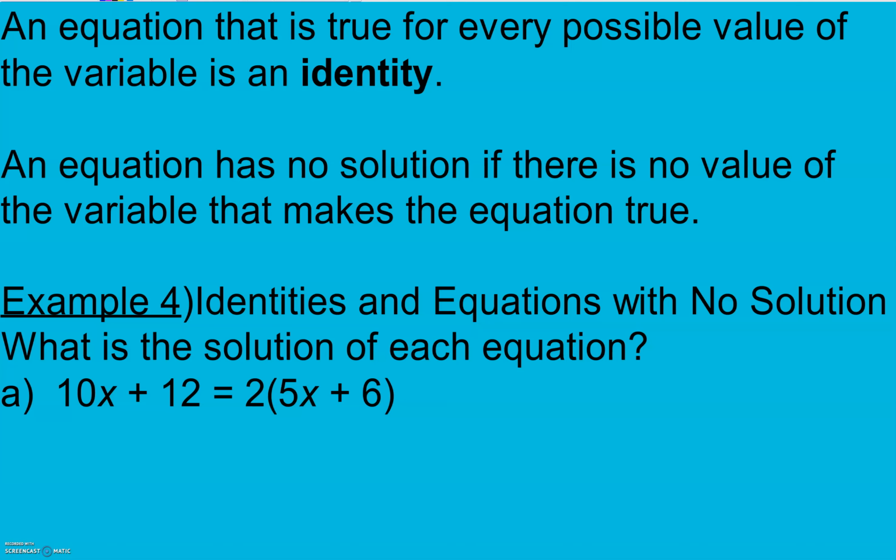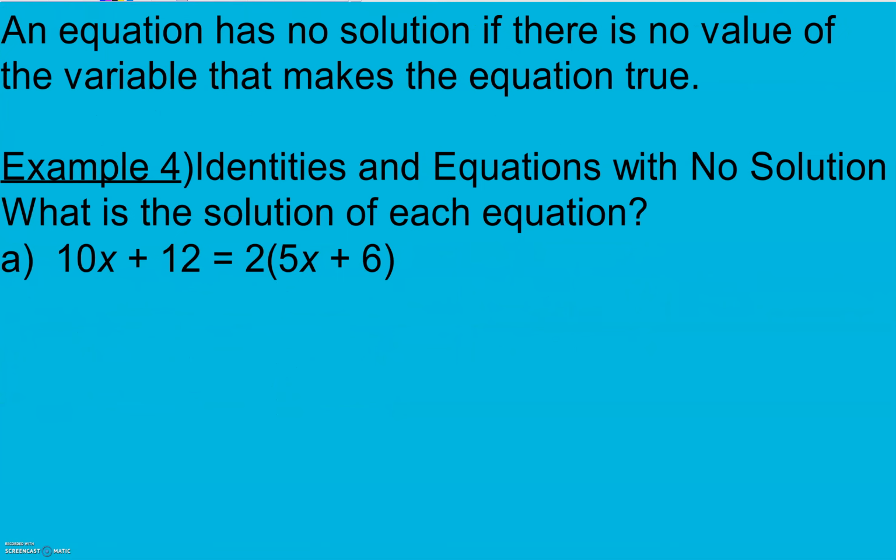Continuing on in section 2.4, an equation that is true for every possible value of the variable is an identity. An equation has no solution if there's no value of the variable that makes the equation true. And it's an identity if it's true for every possible value. What's the solution of each equation here?